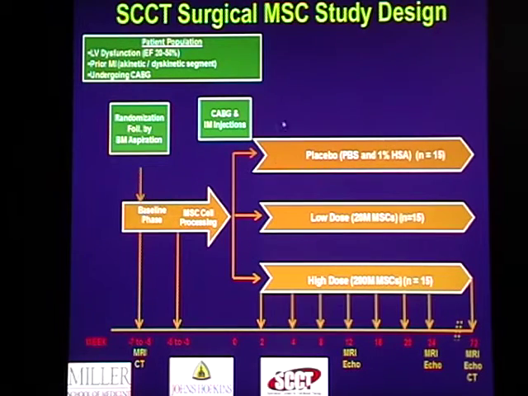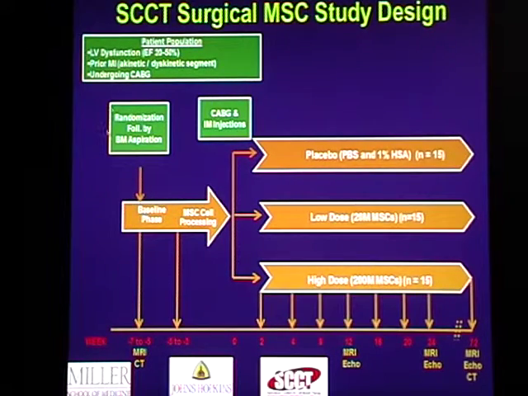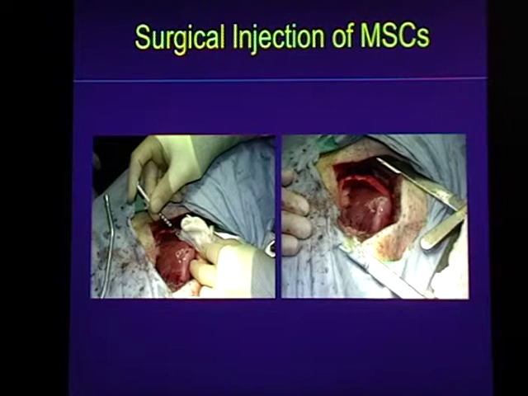This is just a summary of this study. The patients were randomized and had a bone marrow aspirate. The cells were generated, and then at the time of CABG surgery, there were intramuscular injections consisting of either placebo, a low dose of MSCs of 20 million cells, or a high dose of 200 million MSCs. The slide just shows the MSCs being injected directly into the infarcted area of the heart at the completion of the CABG surgery.